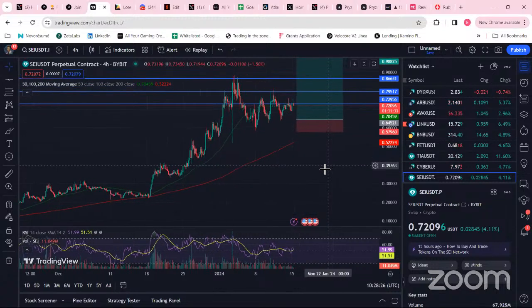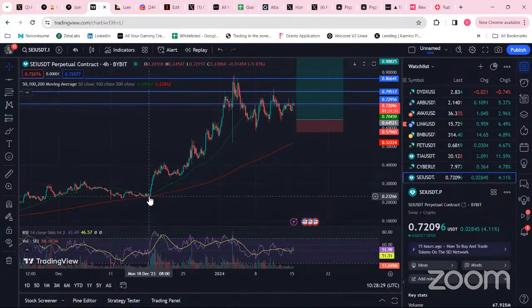As you can see from the charts, it was around 0.2 dollars just around 17th December, right? So 17th December is barely a month and it has gone up over 300%.